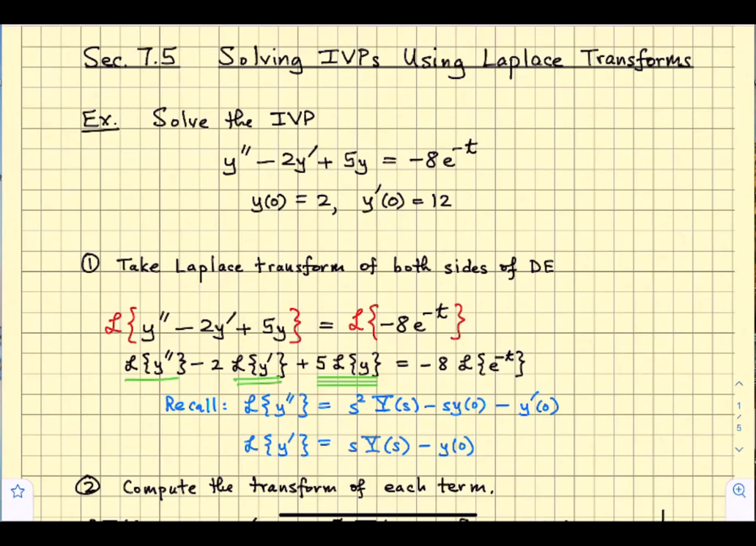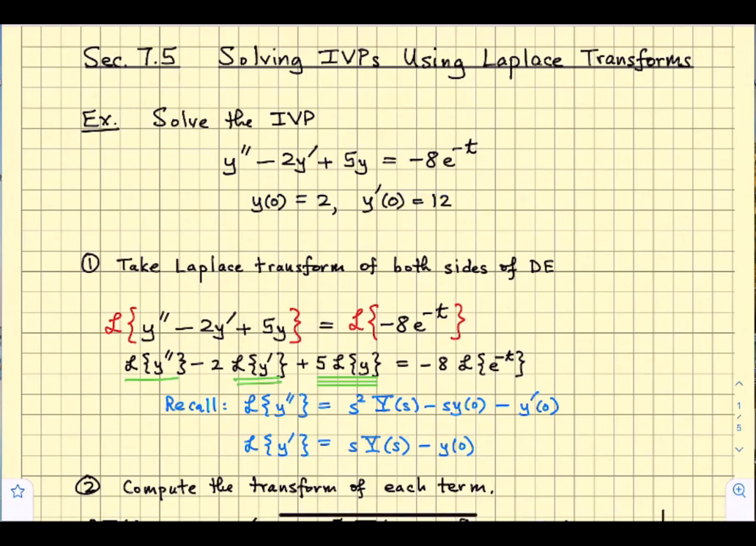So without further ado, let's try to turn loose everything that we've learned in order to solve an initial value problem. As an example, let's look at the initial value problem y double prime minus 2y prime plus 5y equals minus 8e to the minus t, with the initial conditions y of 0 is 2 and y prime of 0 is 12.